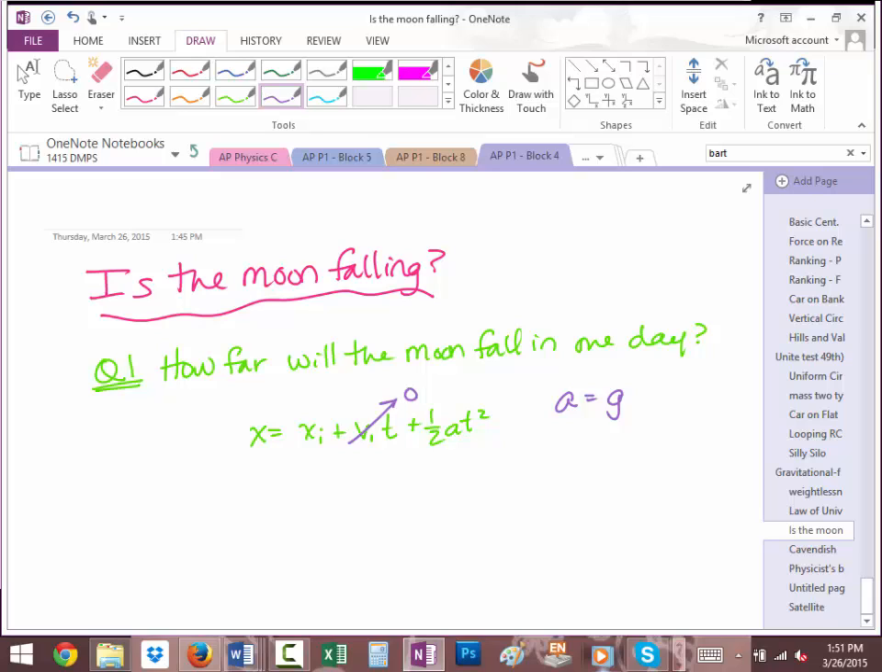Time. Well, what is the time? The time is going to be a day. So let's say that's 24 hours, which I'll tell you is 8.64 times 10 to the 4th seconds. Figure out how far the moon's going to fall in a day. Everybody should do it. Plug it into your calculators. This is not a hard problem, friends. I'll give you a harder problem in just a second, but one thing at a time.